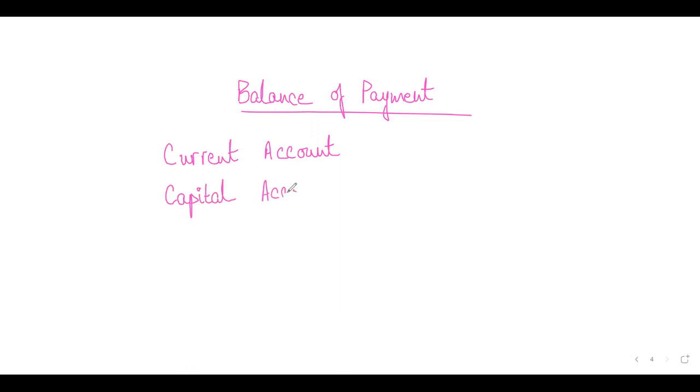And then you have financial account that records the investments, how investment flows between different countries. If investment is coming into your country, that will be a credit transaction in your balance of payment. If investment is going out of your country, that would be recorded as a debit entry, right? So if exports are greater than imports in balance of payment, if money flowing into the country is greater than the money flowing out of the country.